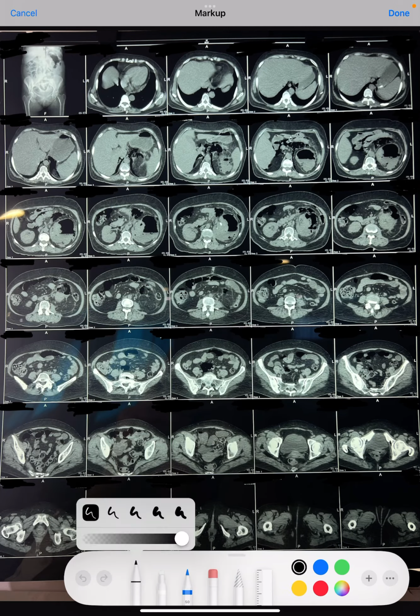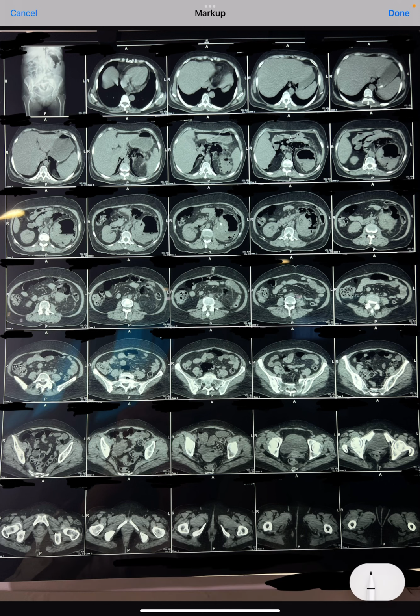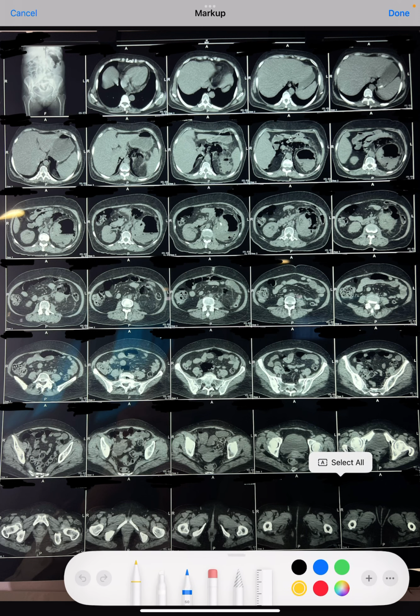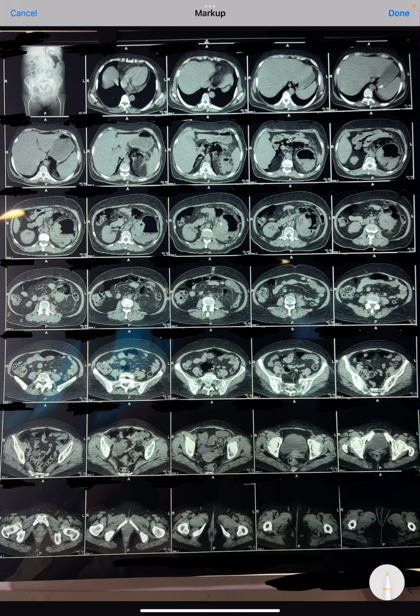So today we'll be seeing a very interesting CT scan of the abdomen. Now this is obviously a CT scan of the abdomen because we can see the liver, the spleen, and other abdominal organs. These are the hip bones, this is the femur, and this is the sacrum, which is very well noticeable.